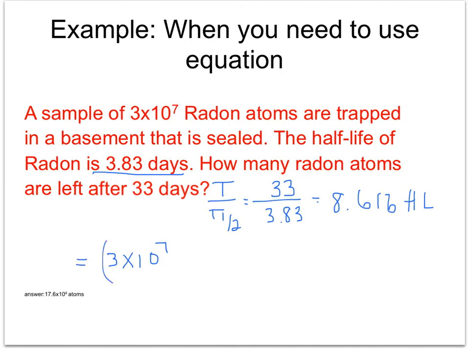So we're going to take the initial amount, we're going to multiply that by 0.5 raised to 8.616, and that will give us our answer, which is 76,462 atoms remaining.